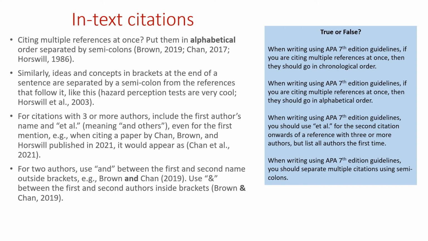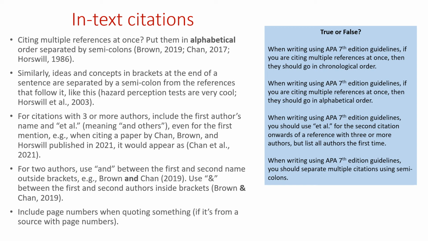If you've got 2 authors of a paper, then you do put both names, and if they're outside brackets, you use the word "and" to separate the 2 names. If they're inside brackets, you use an ampersand to separate the 2 names. And finally, if you're quoting something from a source that has page numbers, then make sure you include the page numbers as part of that quotation when referencing it.